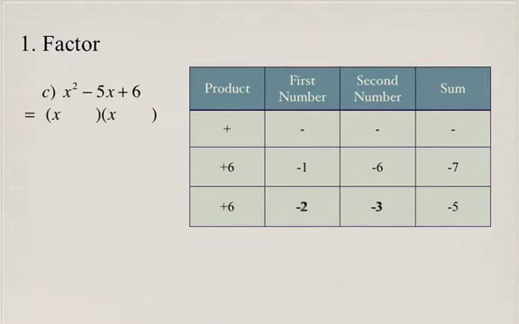So those are the two numbers that we're going to bring into our binomial, our brackets. So our solution then is going to be x minus 2 times x minus 3. And if you multiply out using FOIL, you can check your solution.